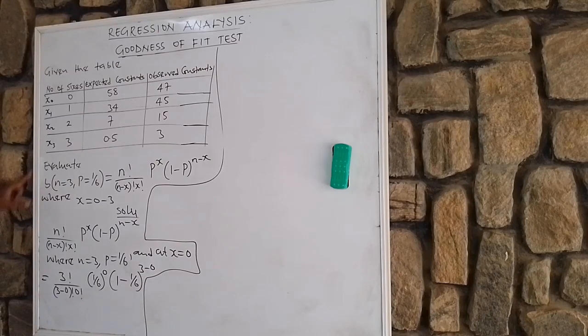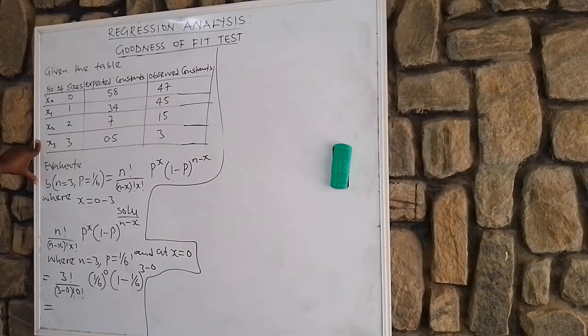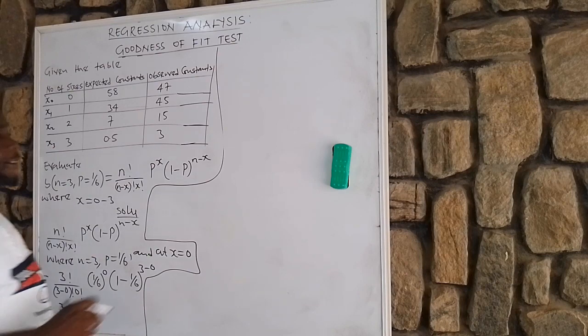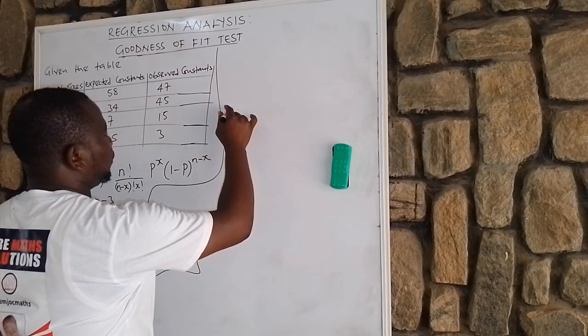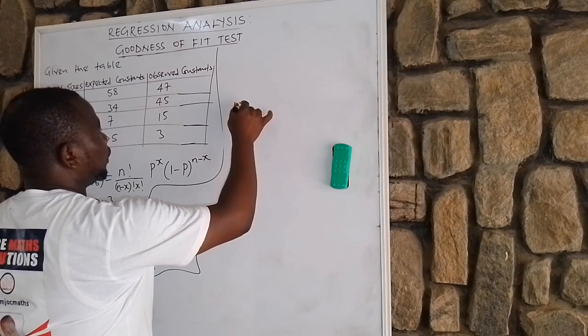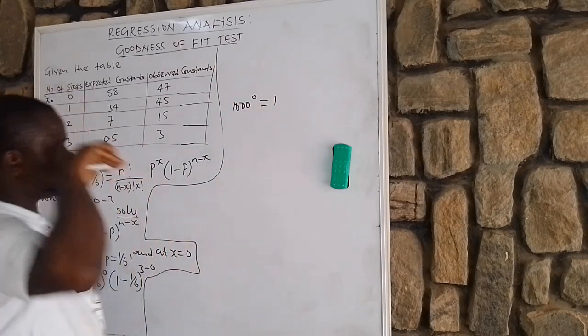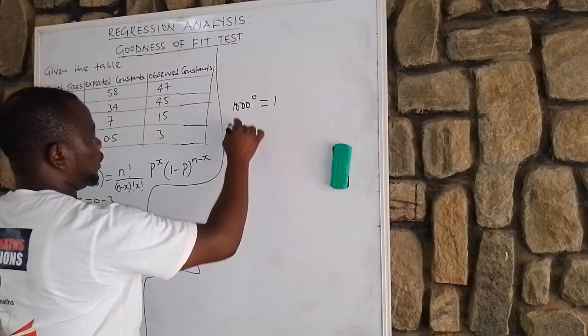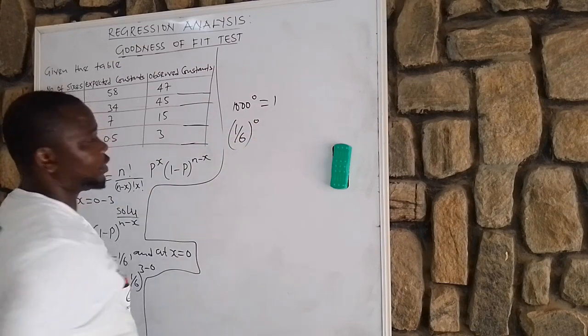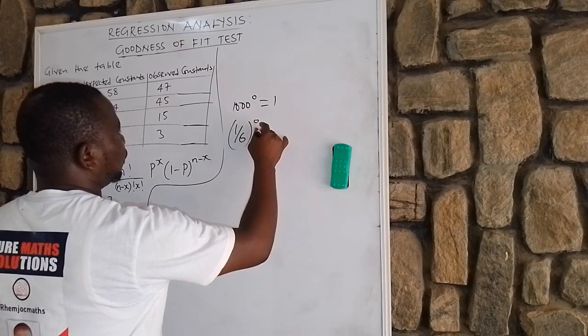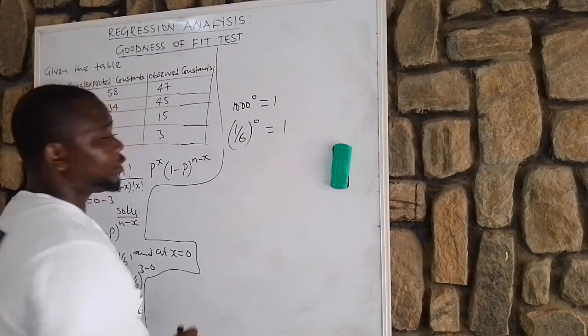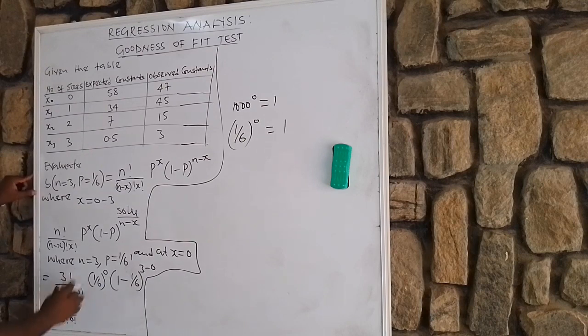So this is the same thing as 3 factorial over (3 minus 0) factorial, which is 3 factorial, times 0 factorial. True or false? Then in mathematics, anything raised to power 0, even if it is 1 million or 1000 raised to power 0, is 1. Take note. So as you can see, we have 1 over 6 raised to power 0, and this is equal to 1.